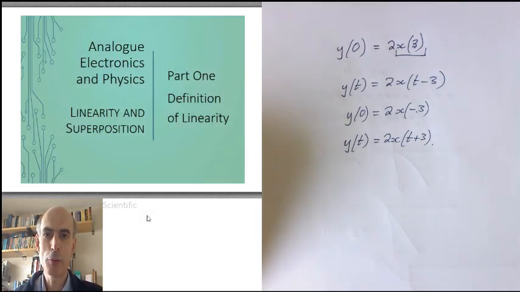Okay, hopefully everyone has a good idea of what I mean by linearity by now. In the next video, I'm going to extend this definition to systems which have multiple inputs.